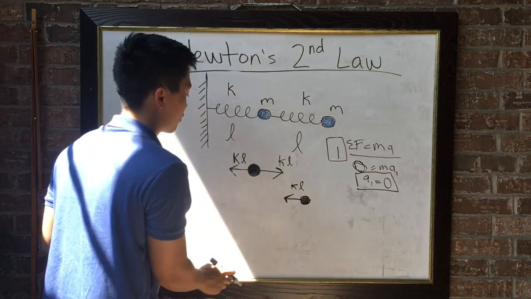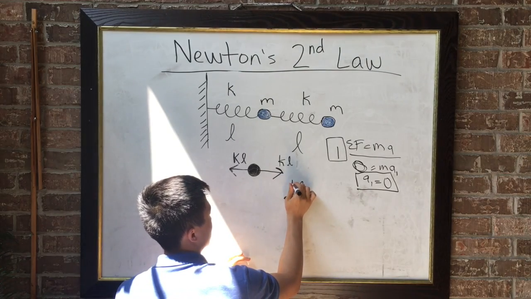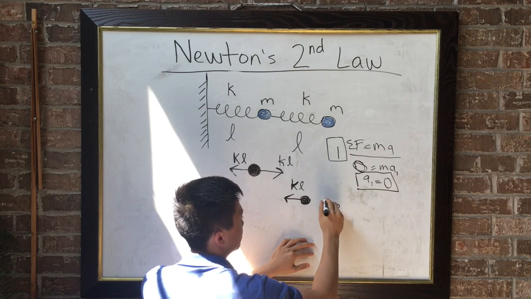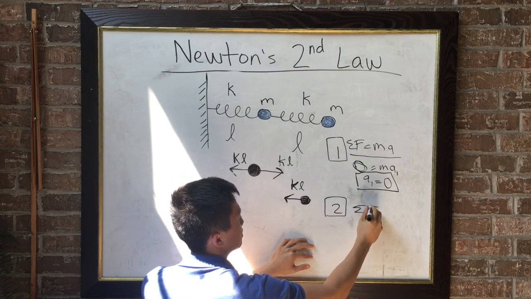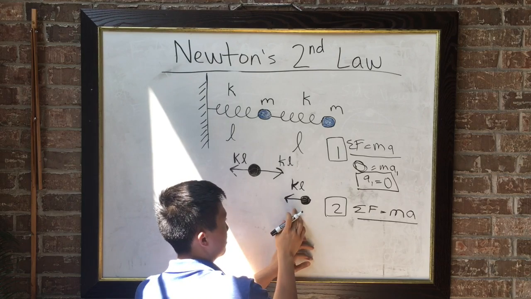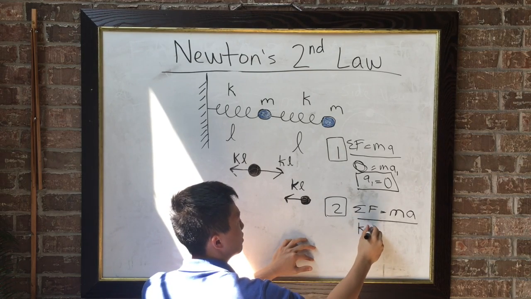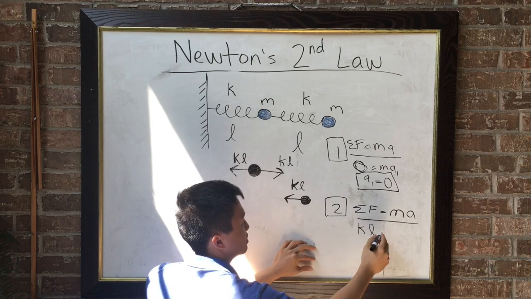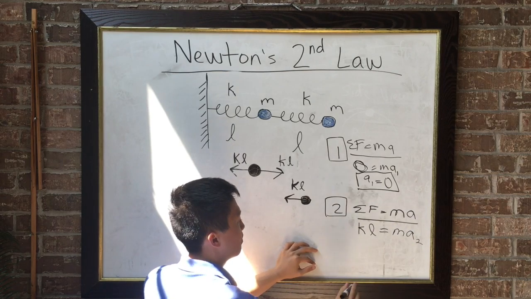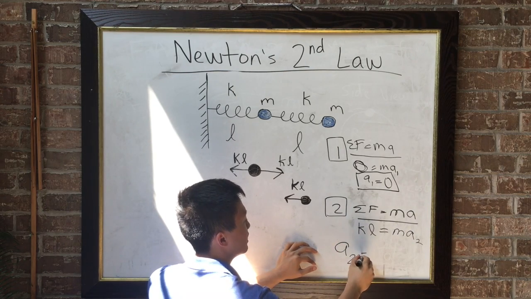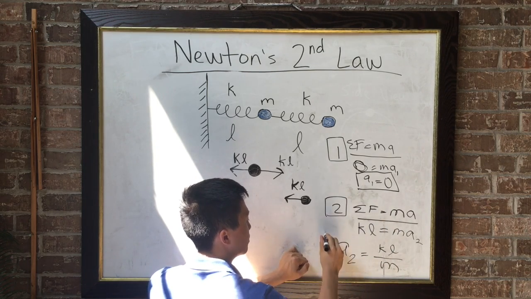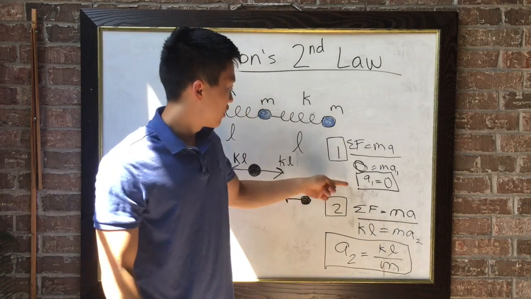Now let's do F equals ma for this second ball. We have ball 2, the net force equals ma. This K times L is the only force on it, so that's the net force. KL equals m, I'll say a2, the acceleration of the second ball. So then a2 equals K L all over m. So there are your two answers.